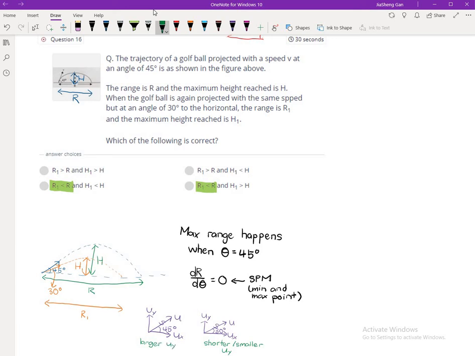In that case, if you have a smaller initial vertical velocity, you can only go up to a certain height. If you have a larger initial vertical velocity, you can go higher. Makes sense, right? Therefore we know that h1 will be smaller than h, because you have a smaller initial vertical velocity, meaning you can only reach smaller heights compared to 45 degrees. That's why the answer will be this.